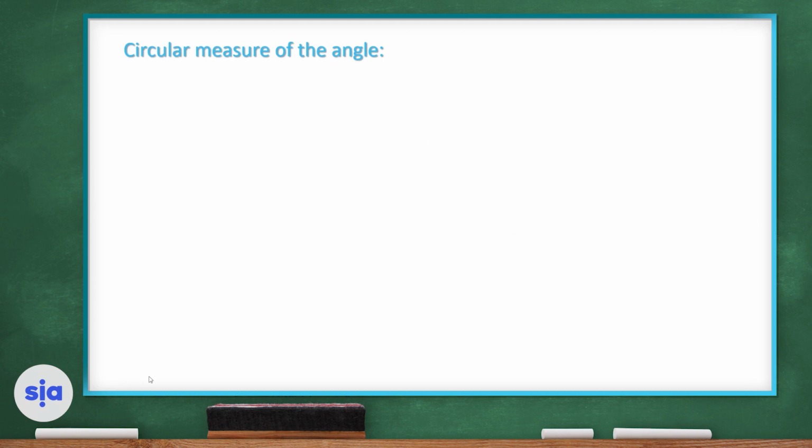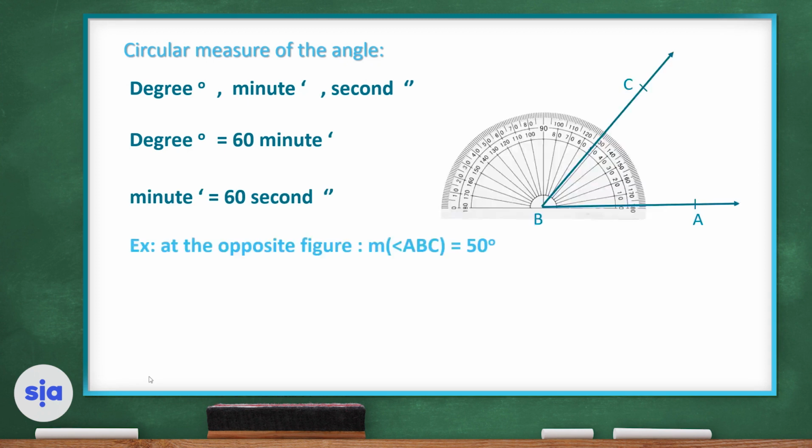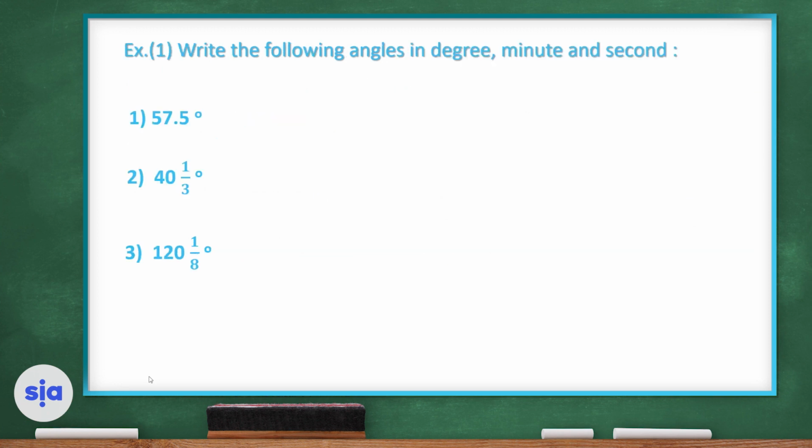How can we know the circular measure of the angle? Degree, minutes, and seconds. The degree is 60 minutes and the minute is 60 seconds. For example, in the opposite figure, the measure of angle ABC is how many degrees? It is 50 degrees. Let's go to exercise number 1.